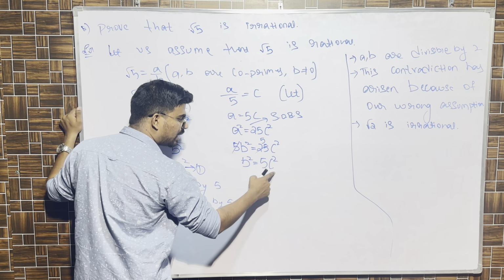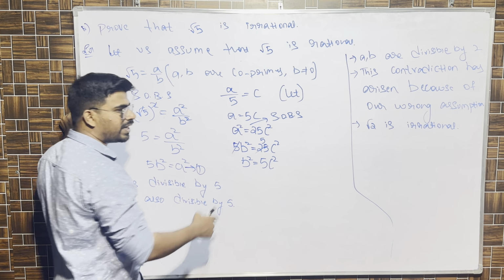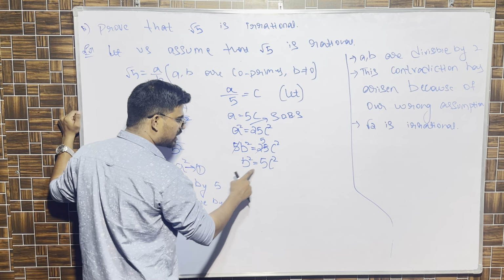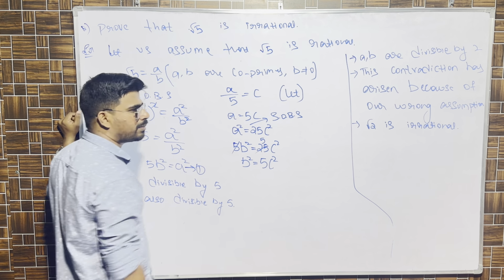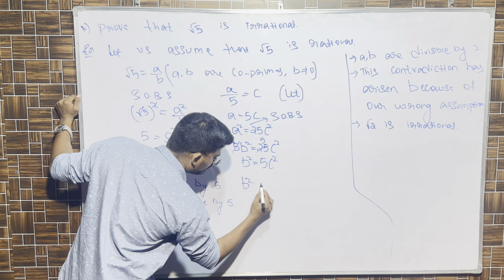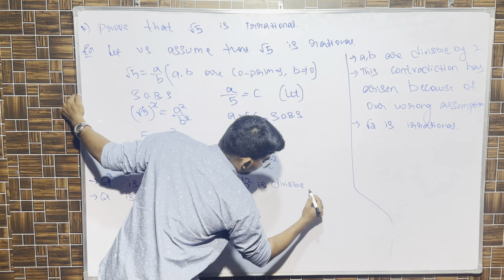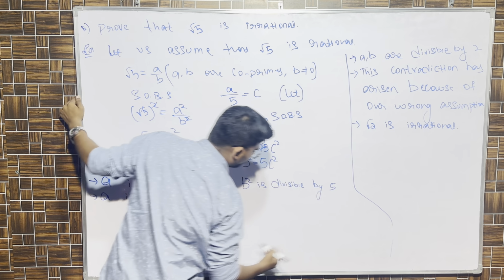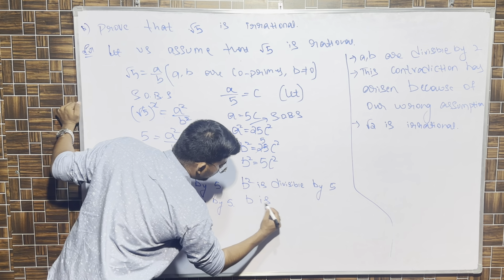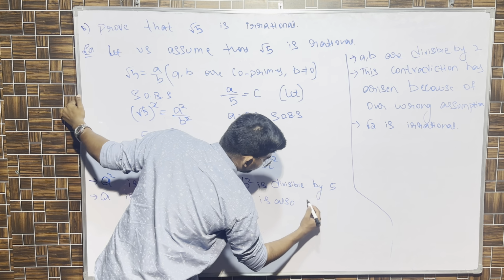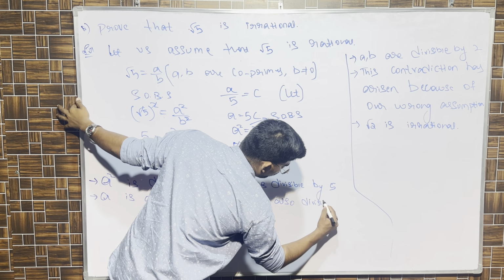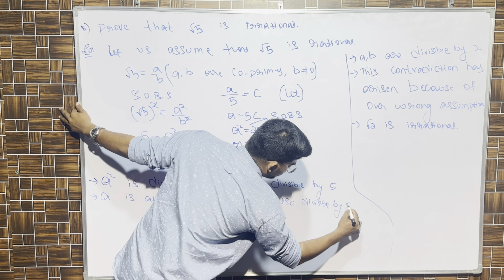This 5 is in multiplication with c square. 5, if I send it here, it will become division. B square is divisible by 5. B is also divisible by 5. That's how I am supposed to write. B square is divisible by 5. If b square is divisible by 5, b is also divisible by 5. B is also divisible by 5.